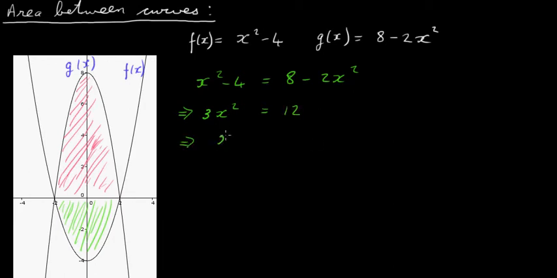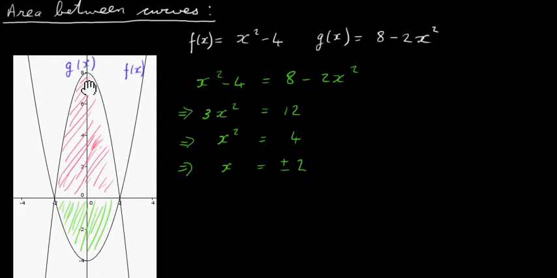Now divide by 3, so you get x squared is equal to 4. That gives us x is equal to plus or minus the square root of 4, which is 2. So this is where our +2 and our -2 come from. This is where the two functions meet. This is where they're equal. So now I have my limits of integration. So let's integrate each function.